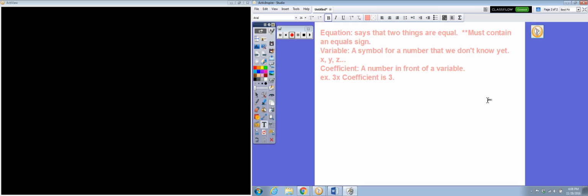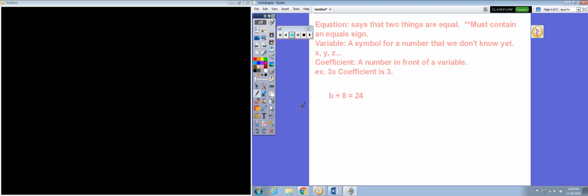Okay, so to solve a one-step equation, we're going to have variables on one side, an equal sign, and then a number on the other side. We need to get the variable all by itself, and this should be a review. So, if I give you the variable b plus 8 equals 24, we need to solve this. And so, we need to get this 8 over here.